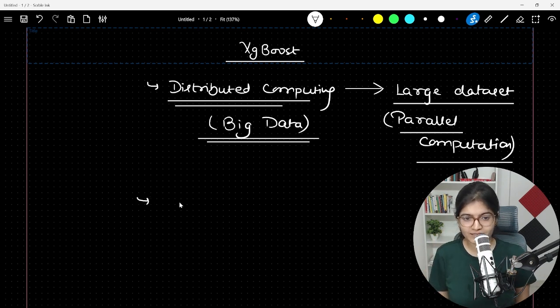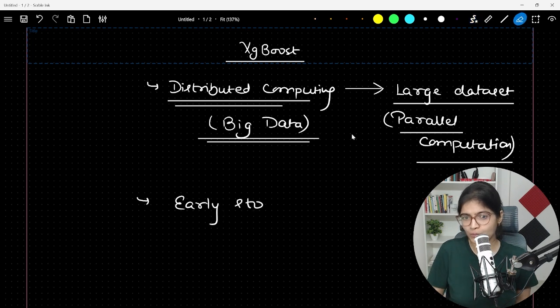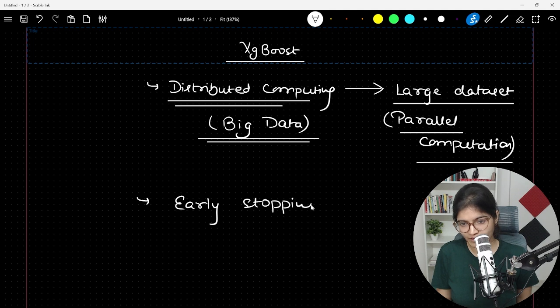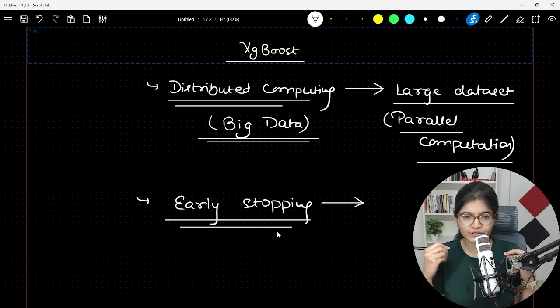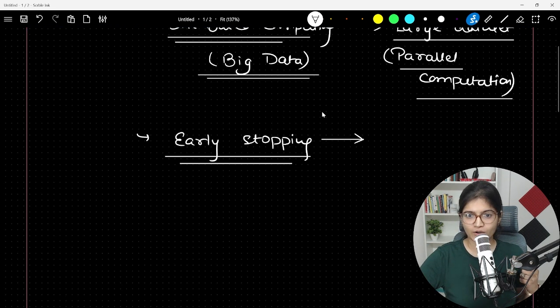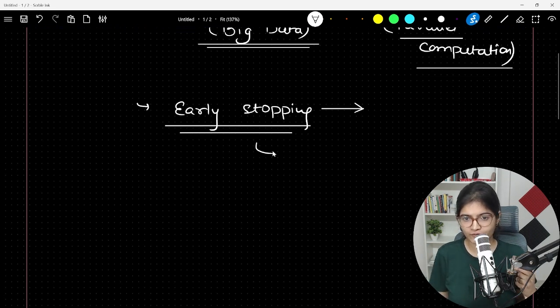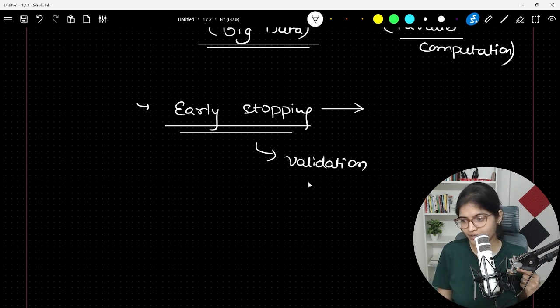Number two, it supports the concept of early stopping. This is also one of the most interesting concepts. What is the meaning of early stopping? At every point of time, whenever you are doing training, it will keep a check on the validation set. It will keep a check on validation, as you will see in the upcoming module when I talk about cross validation techniques.